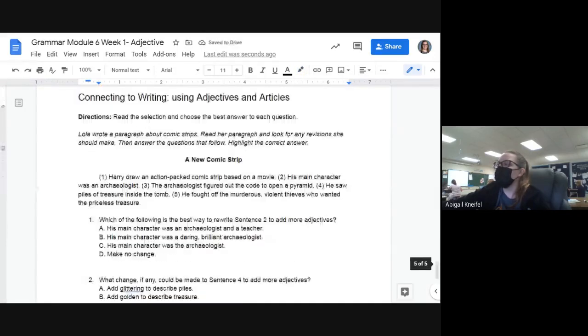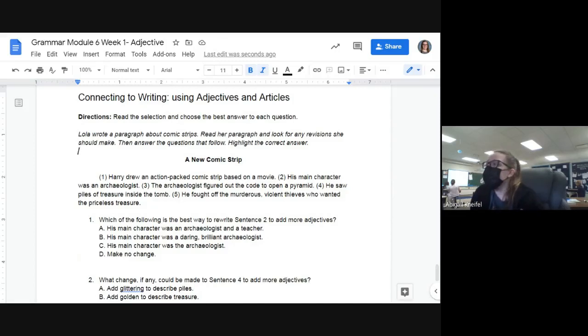And then the final page, same one as always. We have to read our paragraph. So Lola wrote a paragraph about comic strips. We have to read her paragraph and look for any revisions or edits she should make. We have to answer the questions that follow, and we need to highlight the correct answer. So, it is called the new comic strip. Harry drew an action-packed comic strip based on a movie. His main character was an archaeologist. The archaeologist figured out the code to open a pyramid. He saw piles of treasures inside the tomb. He fought off murderous, violent thieves who wanted the priceless treasure. Ooh, what a good paragraph.